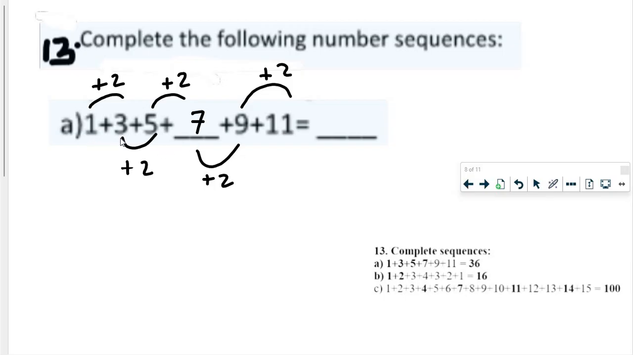And what is 1 plus 3 plus 5 plus 7 plus 9 plus 11? What is it equal to? That will be equal to 36. You can try to help me check that.